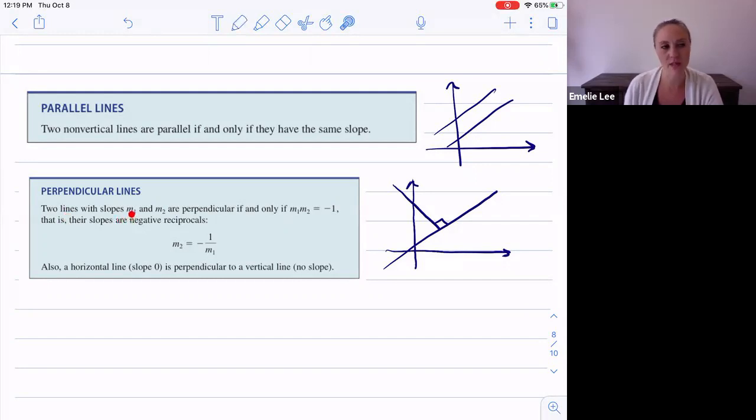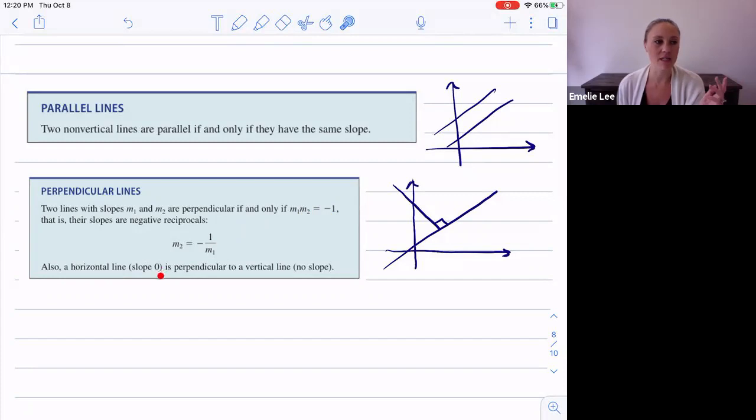So two lines with slope m1 and m2, again, we're just using the subscripts to denote, okay, here's slope 1, here's slope 2. They're perpendicular if we're able to show that m1 times m2 is -1. Or if it's easier, you can solve for m2 here, right? If you just solve for m2, you get -1 divided by m1. And so these are equivalent, right? And you can use either of them to show that you have perpendicular lines.